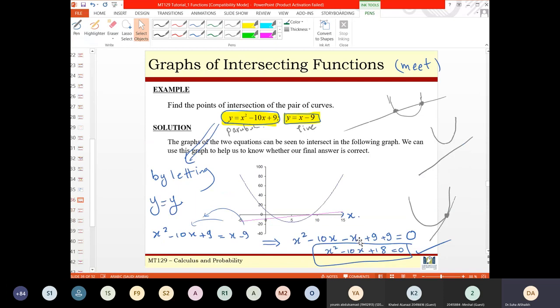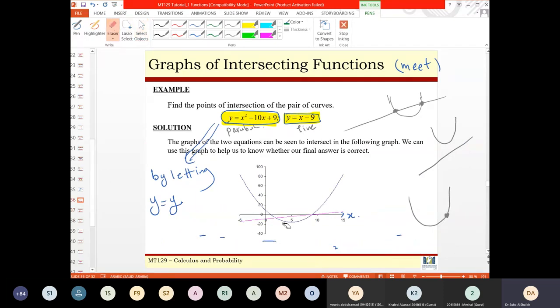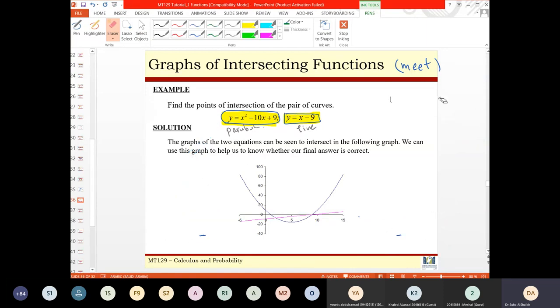If you go back to the graph here, if you look at the graph, you see where they meet at 2 points. It is 9 and 0. And the second point, what was it? It was 2 and minus 7, yeah. Yeah? This is where the 2 meet.